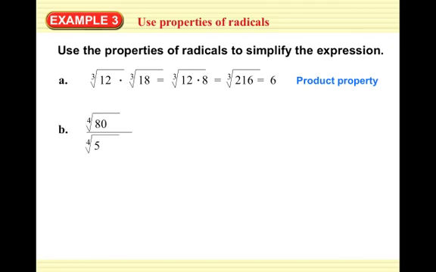We've got the fourth root of 80 divided by the fourth root of 5. Well, since we're taking the same type of root of the numerator and denominator, let's just use the quotient property and do the fourth root of 80 divided by 5. So that's the fourth root of 16. 16 is 2 to the 4th power, so the fourth root of 16 is just 2.